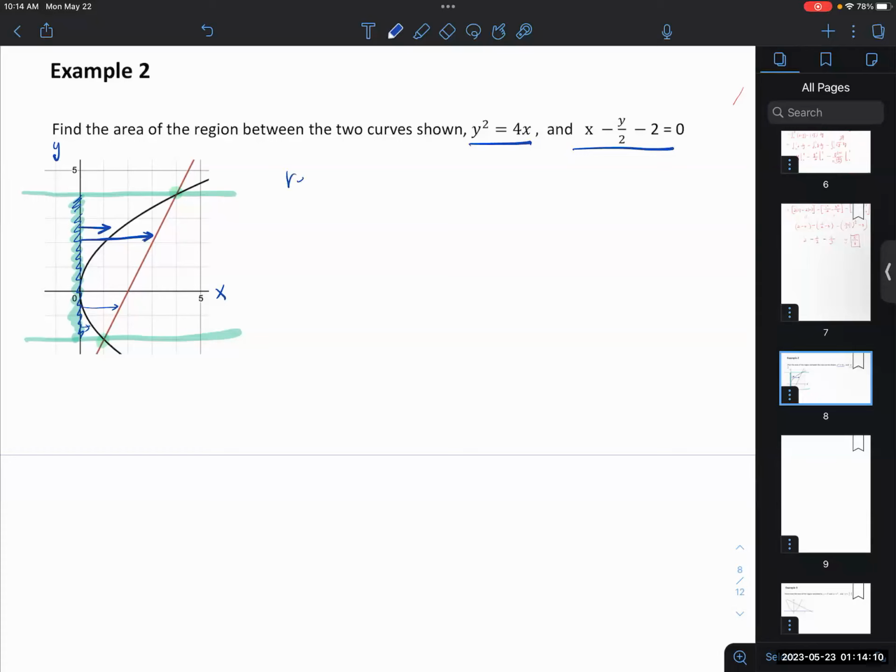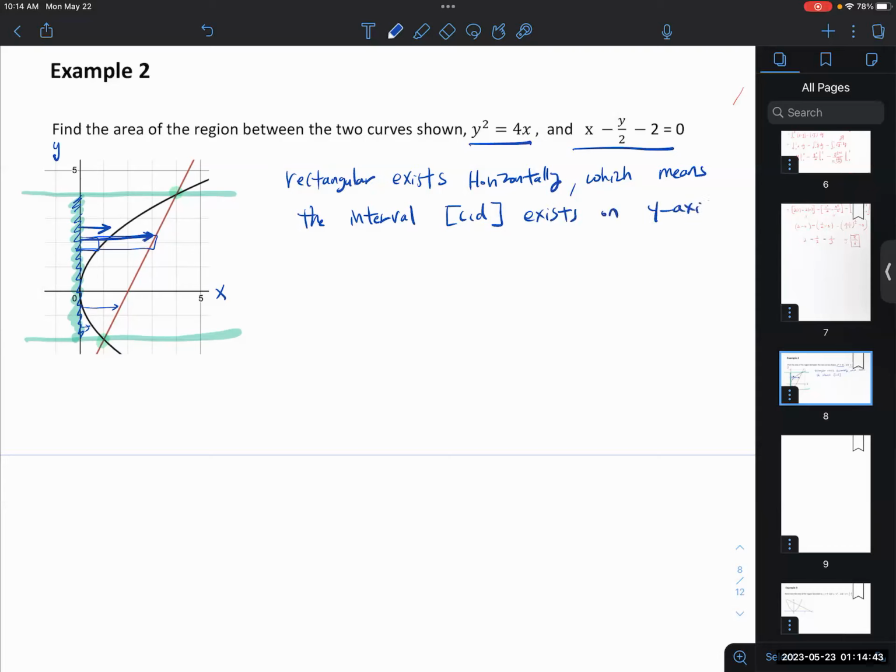Okay. So what I'm saying is, your rectangles, right? We have infinitely many rectangles, and then you're going to subtract the small rectangles. So the rectangles exist horizontally, correct? Which means the interval C comma D or whatever exists on the y-axis. So that's what I'm after. So we're going to find that interval, C and D.